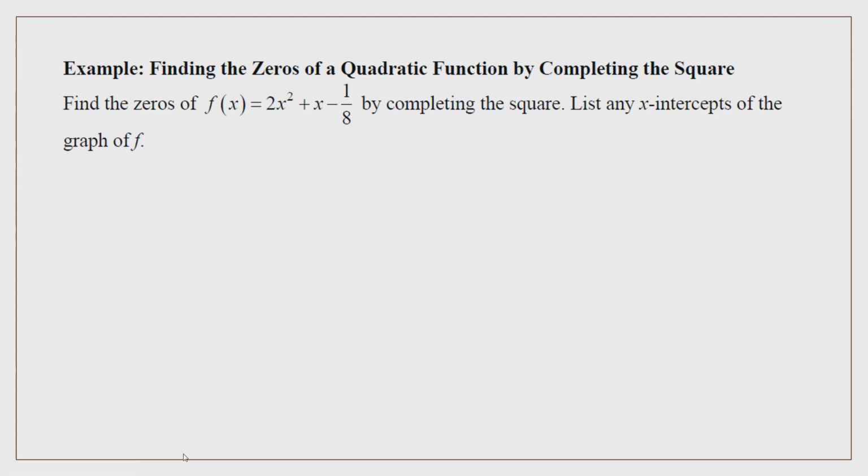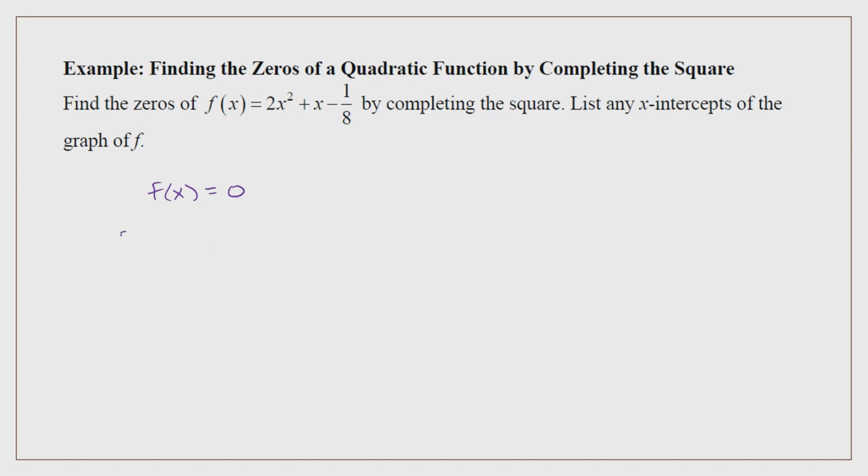Okay, so let's do an example. Find the zeros of f of x equals 2x squared plus x minus 1/8 by completing the square. List any x-intercepts of the graph of f. So first, we are going to set f of x equal to 0. It's the first thing we do.